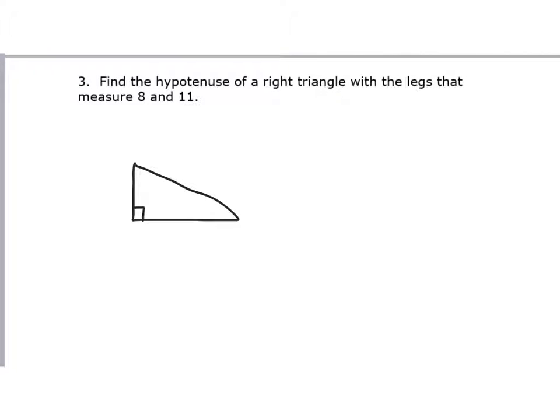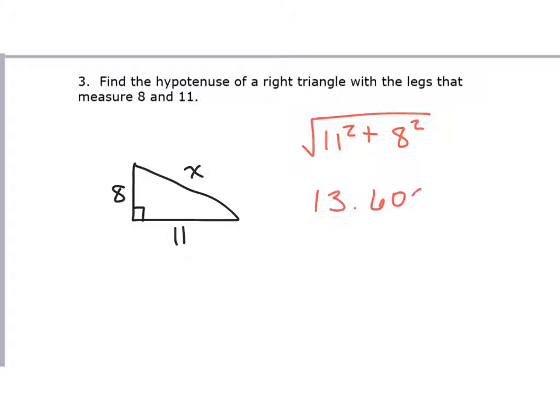All right, so find the hypotenuse. I'm going to put my X on the hypotenuse of a right triangle with legs that measure 8 and 11. So in my square root, what do I want, a plus or a minus? A plus. And my two numbers are 11 and 8. Let's round to 3 decimal places. What do we get? 13.602 when we round correctly.